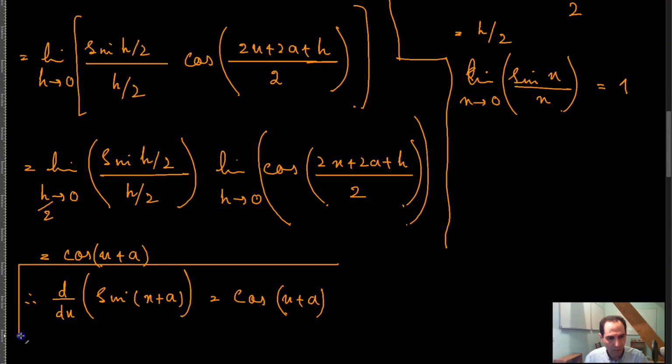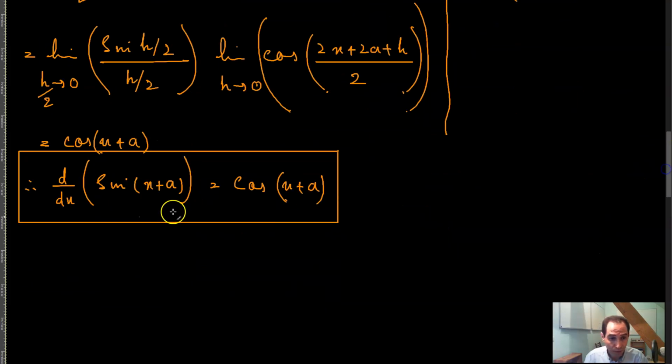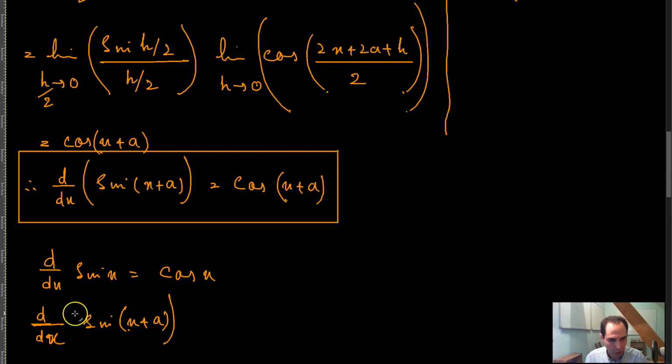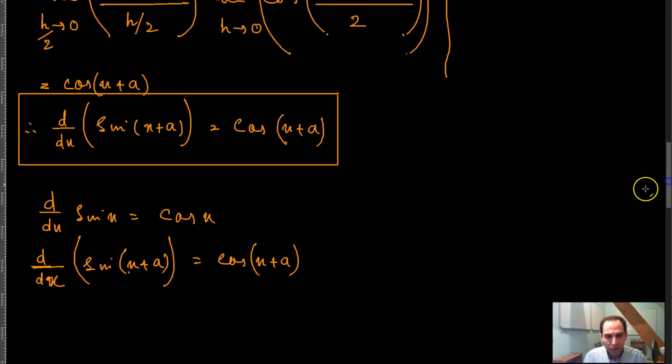That is as we expected. When you have d by dx of sine x, you will get of course cos x, and when you have d by dx of sine of, for example, x plus a or anything else for that matter, you will have the cos of x plus a. And that is that, right? This was question number 14. We still have a bunch of these questions here, but we will go through them one by one.